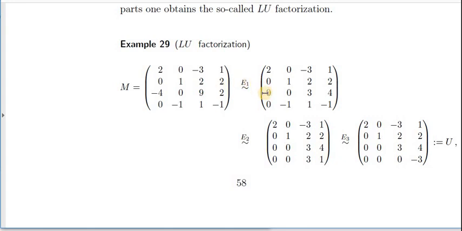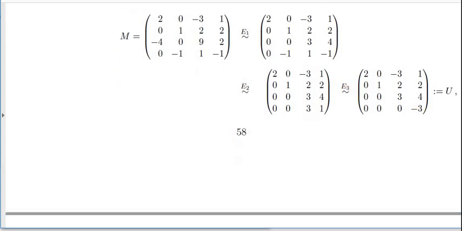Now we've actually done 3 row addition operations. Here we've added 2 times the first row to the third row to get this one. To get this one, we've added the second row to the fourth row to get rid of this one. And here we've added the third row to the fourth row to get this one. Now those 3 operations, E1, E2, E3, have corresponding elementary matrices, which we see here.